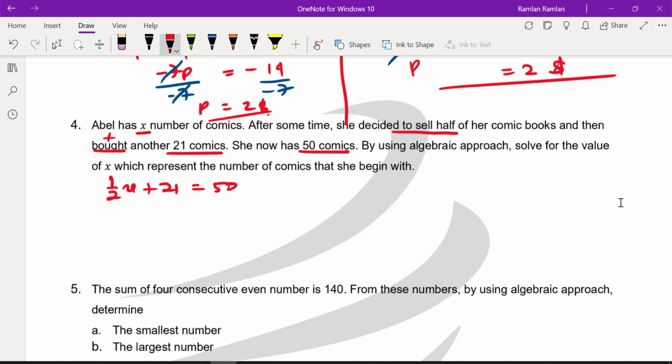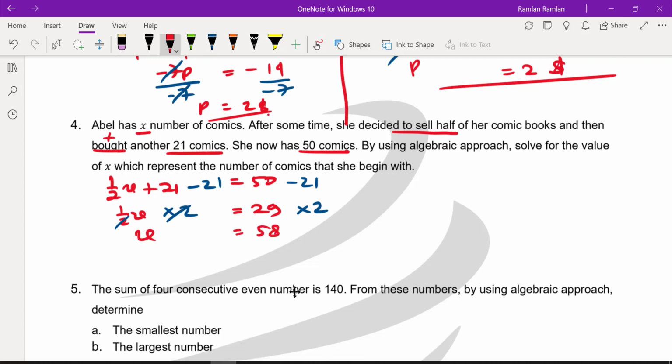So this is the algebraic equation. Now we do the same thing like before, right, guys? When we solve the algebraic equation, I'm gonna get rid of that plus 21 first by subtracting both sides by 21, and that'll be just 1 over 2x, and then equals to 29. And then I'm gonna get rid of that 2 because I need to have this as 1x, or just x. Multiply this by 2. Multiply this by 2, you can get rid of the 2, so that leaves us with 1x, or just x, and this is 58. So she began with, remember that you need to write down the final sentence. She began with 58 comics.